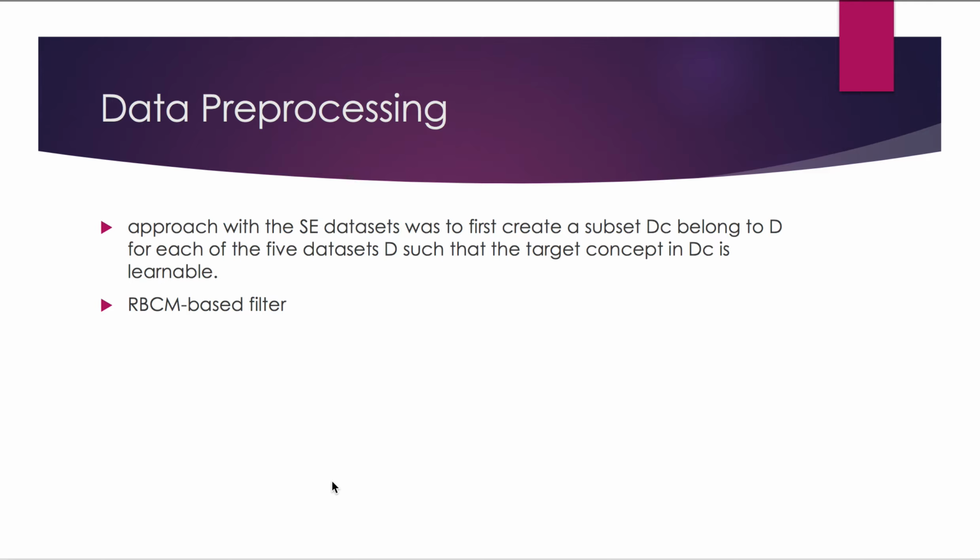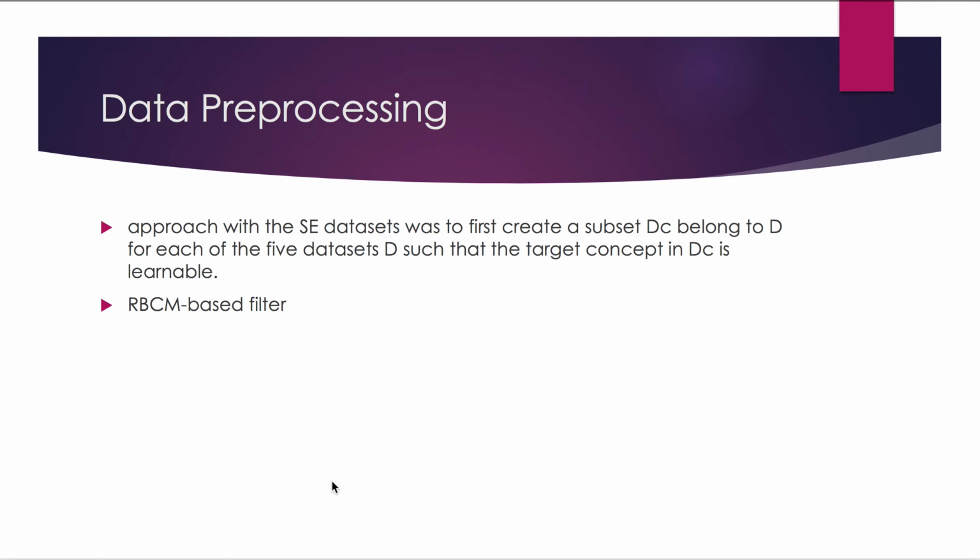belonging to D. Then for each of the 5 datasets D, such that the target concept in DC is learnable. In other words, learners constructed on DC should achieve perfect or near perfect classification accuracy. Then once DC is derived, noise injection can be performed relative to this new dataset. In other words, class noise is injected relative to the target concept in DC.